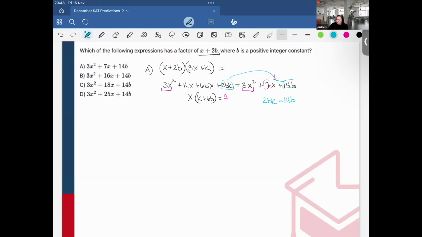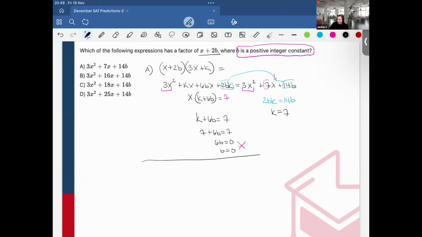Now I can easily solve for what k is, right? Because divide each side by 2b, k equals 7. And then here I have k plus 6b is equal to 7. I know what k is now. It's 7 plus 6b equals 7. 6b equals 0. b equals 0. That doesn't work because it's not giving me b as a positive integer constant. So I must continue the journey.